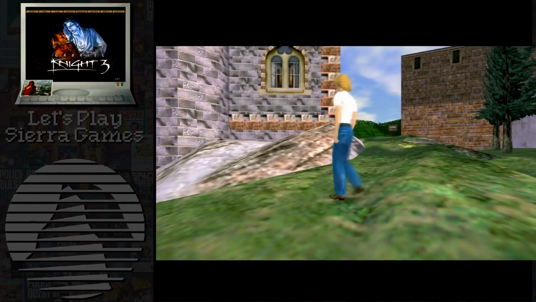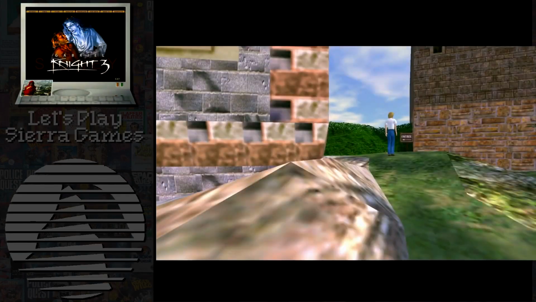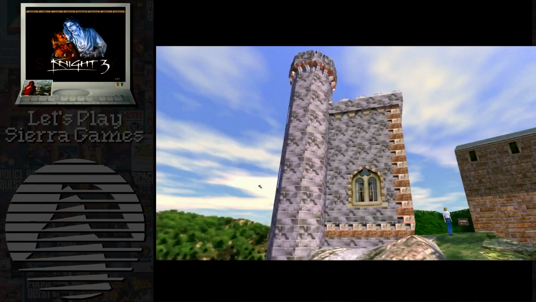And so over there you can see the entrance, and what you can do is push the camera around, and you can see, whoops.